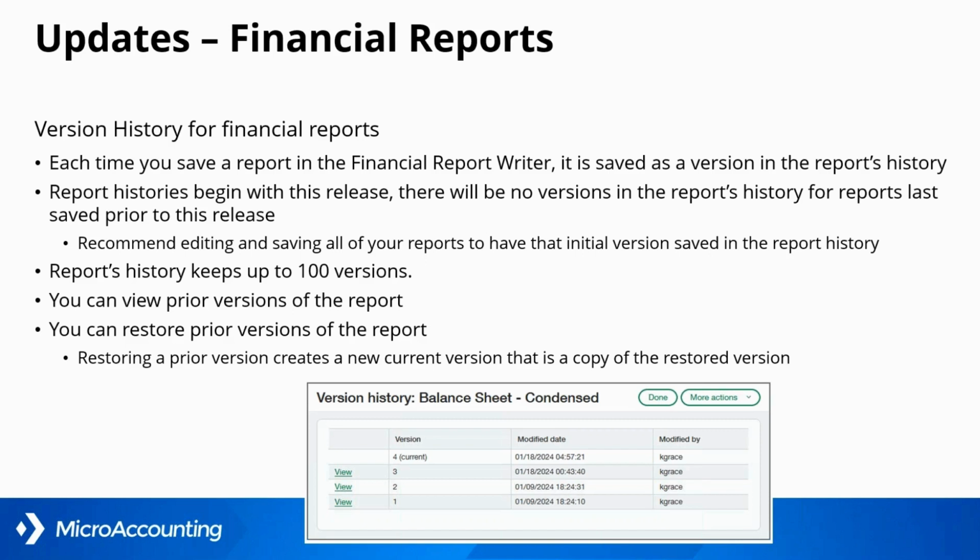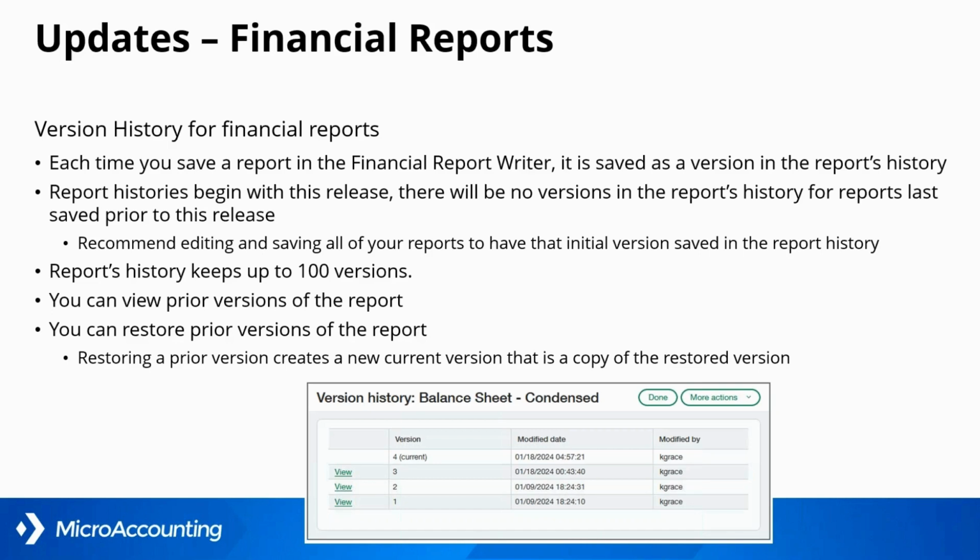It will keep up to 100 versions, so a lot of iterations of those reports can be written. A lot of saves on those reports can be done, and it will retain those versions. You can view those prior versions of the reports through that audit history, where you'll see that view link. You can click on those and see those versions of the report. You can also restore those prior versions of the reports.